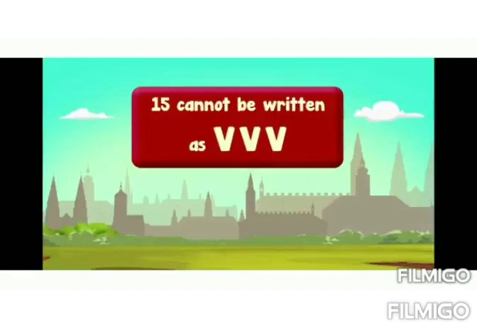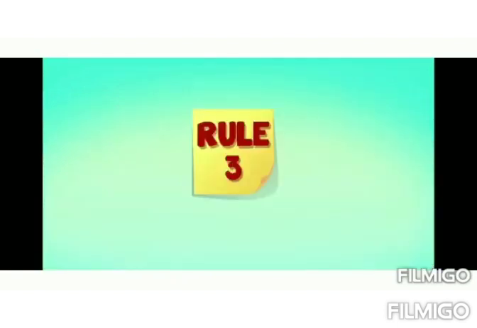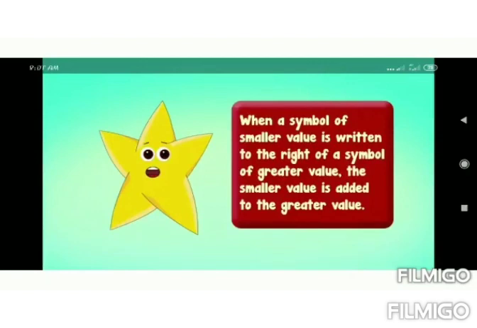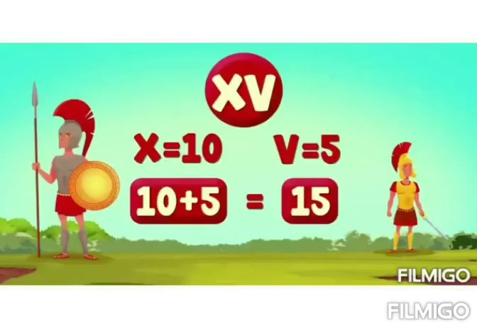For that, we have to see rule number 3. Rule number 3 is: when a symbol of smaller value is written to the right of a symbol of greater value, the smaller value is added to the greater value. For example, XV. Here X is 10 and V is 5. The smaller number 5 is to the right of the greater number 10. Hence, it should be added to the greater number. So 10 plus 5 equals 15. Hence, 15 is written as XV.